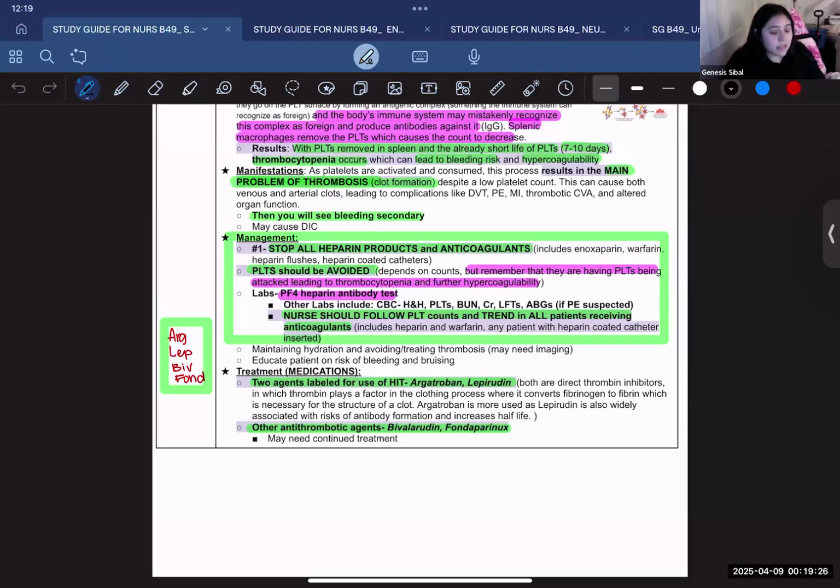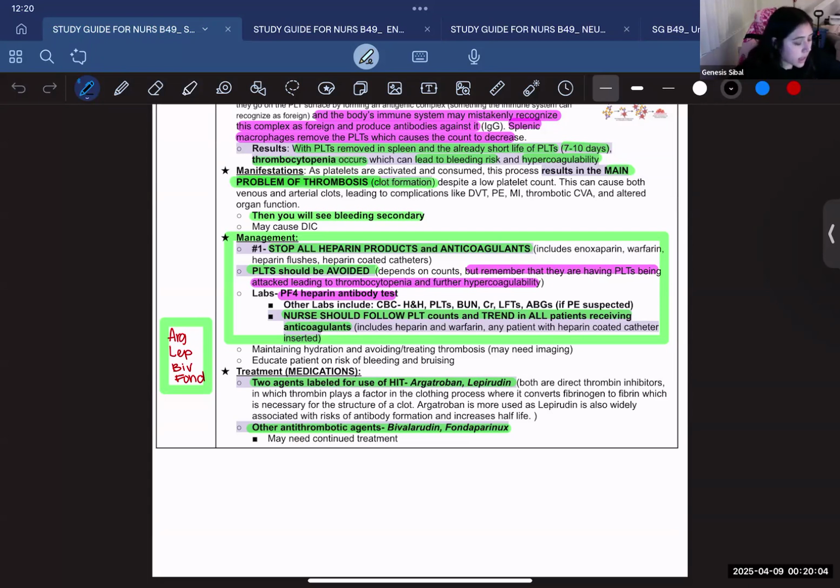Both are direct thrombin inhibitors, and thrombin plays a factor in the clotting process. It converts fibrinogen to fibrin, which is necessary for the structure of the clot. Additionally, argatroban is used more, just because the other med has more risk of antibody formation and an increased half-life. But for the most part, you just have to memorize these two meds, understand that they're direct thrombin inhibitors, and that they help to play a factor within that clotting process.